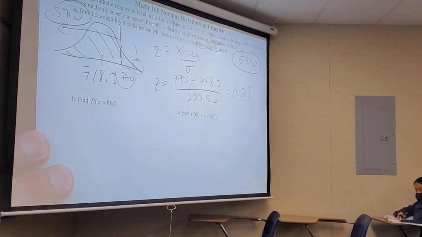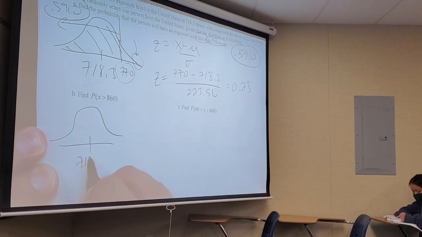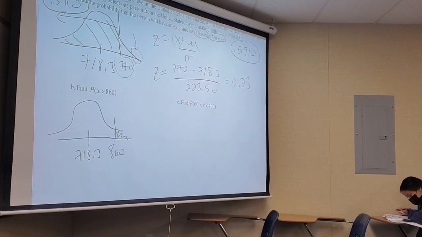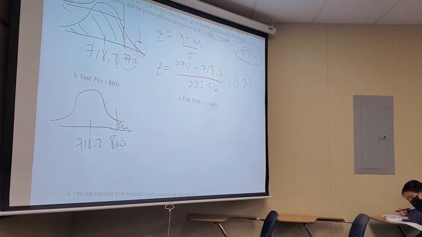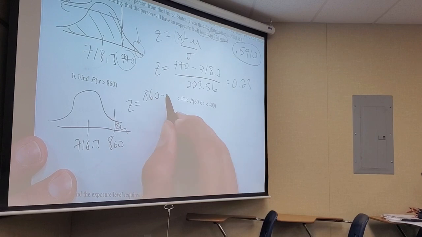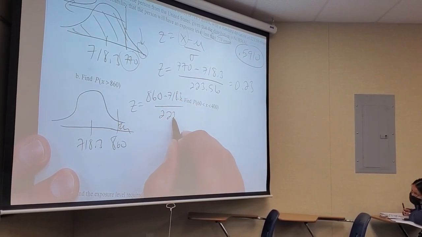Part B is exactly the same problem, except now, so I still got 718.3. Now I got 860. I want the area above that. I know it's going to be relatively small. I make a z-score just like before. My data point minus the mean divided by the spread.